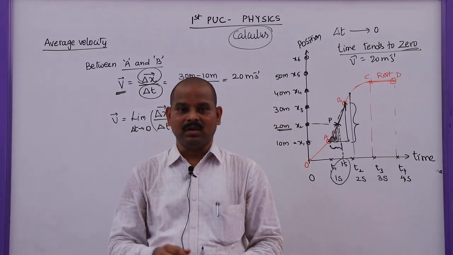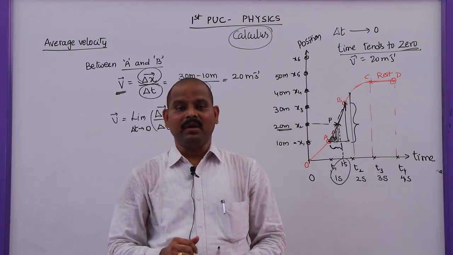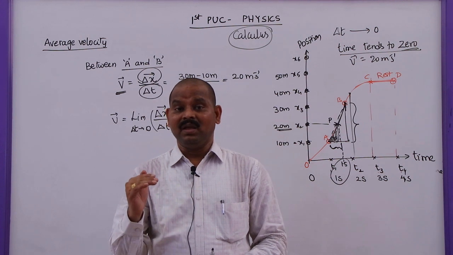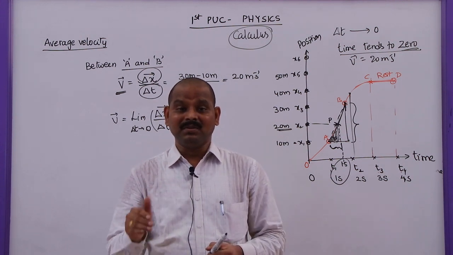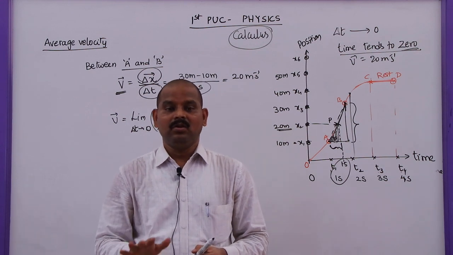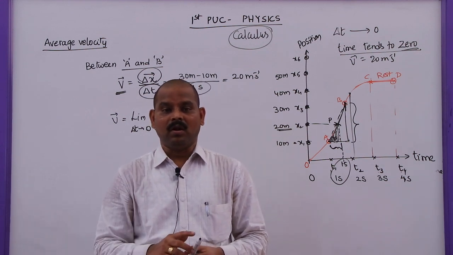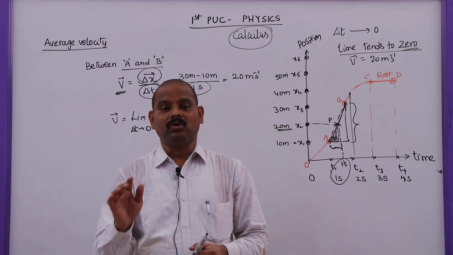But in the case of a rocket or an aeroplane, the velocity may be maintained at a constant rate. For us, it is not that easy to maintain a constant velocity on a road with traffic.